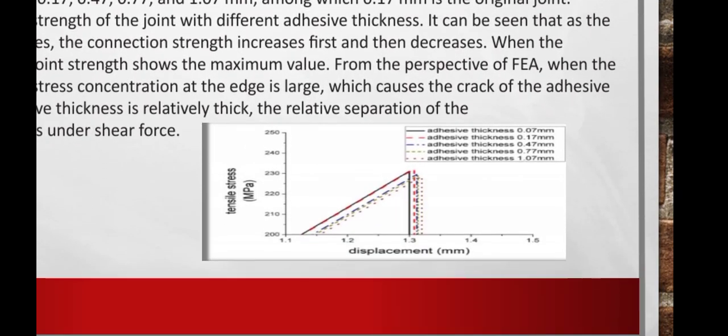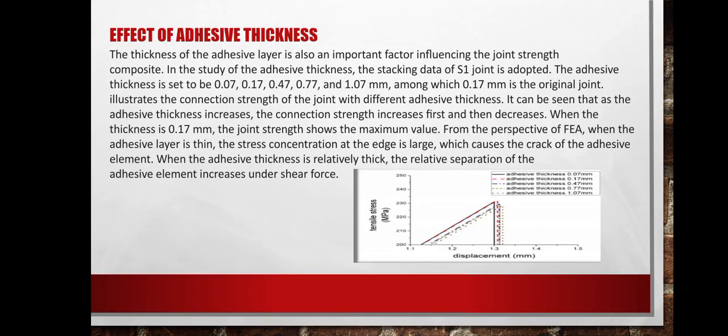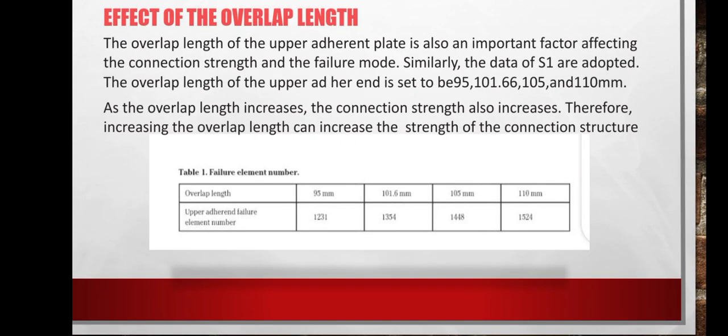This is the diagram for effect of adhesive thickness graph. Effect of overlap length. The overlap length of upper adherent plate is also an important factor affecting the connection strength and the failure mode. Similarly, the data of S1 are adopted. The overlap length of upper adherent is set to be 95, 101.66, 105 and 110 mm. As the overlap length increases, the connection strength also increases. Therefore, increasing the overlap length can increase the strength of connection structure.